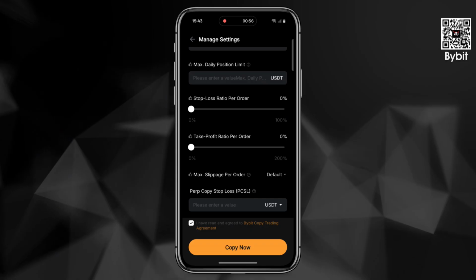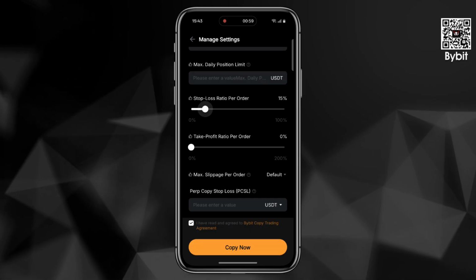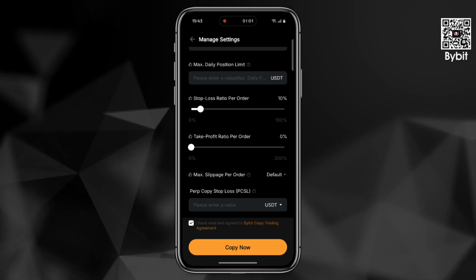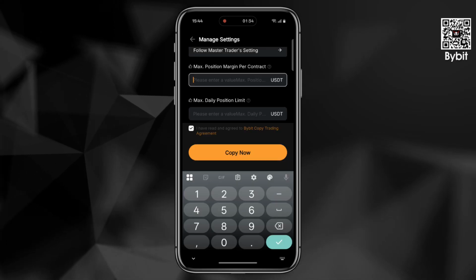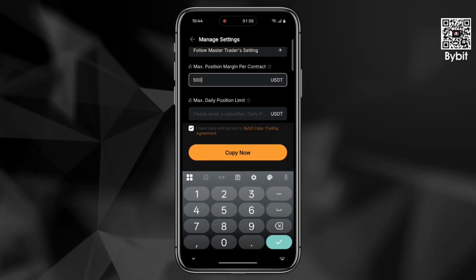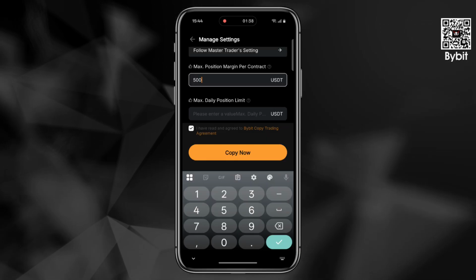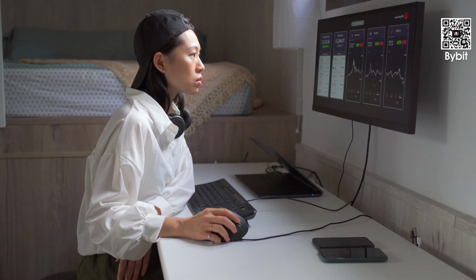Set up risk management. Stop loss, for example, 10%. So the trade automatically closes if the loss reaches half of the invested amount. Take profit. You can set it at 50% if you want to lock in profits without constant monitoring. Limit the maximum amount per trader, for example, $500, to avoid investing your entire deposit in one trader. Enable auto-unsubscribe if the trader is inactive for more than 21 days.